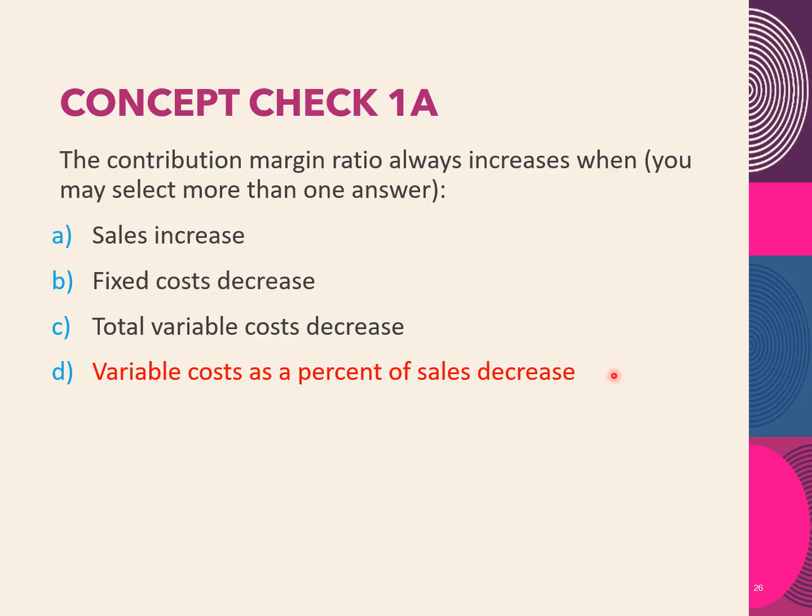Variable cost as a percent of sales decrease, because contribution margin ratio is equal to contribution margin divided by total sales, and total sales minus variable cost is equal to contribution margin. So if variable cost as a percent of sales decreases, then the contribution margin ratio will increase.